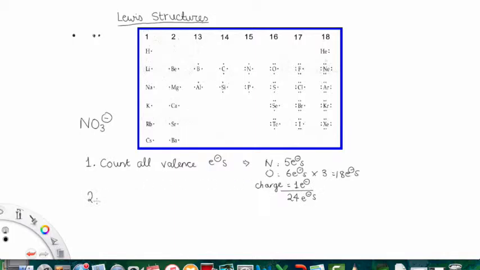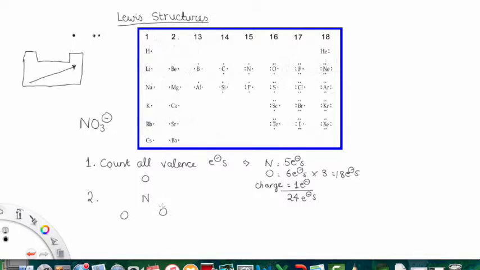And so step 2, draw the least electronegative atom in the center with the other atoms spaced evenly around it. So the least electronegative atom, and remember when we looked at the periodic table before, we looked at periodic trends, and this is my very rough sketch of a periodic table. Electronegativity increases diagonally up into the top right corner. So knowing this trend, we know that nitrogen is more electronegative than oxygen. And so it looks something like this. So this is step 2.